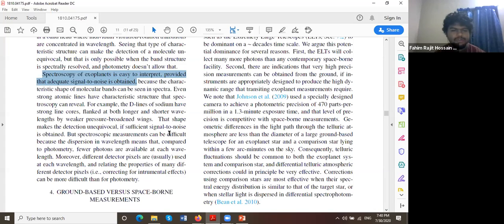So, the cross correlation method and spectroscopy are very important for atmospheric science of exoplanets. What I'm doing currently is the cross correlation.